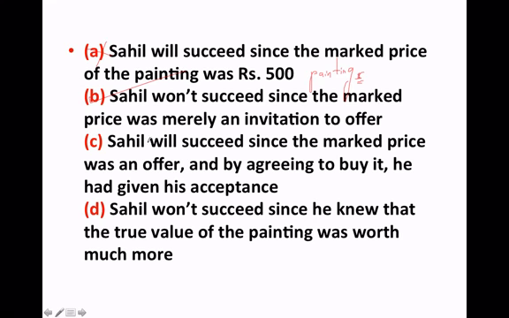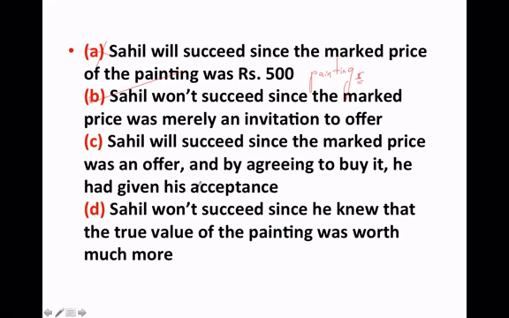Okay, the third option says Sahil will succeed since the marked price was an offer, and by agreeing to buy it, he had given his acceptance. This is wrong because the marked price was not an offer for that painting which was kept over there.